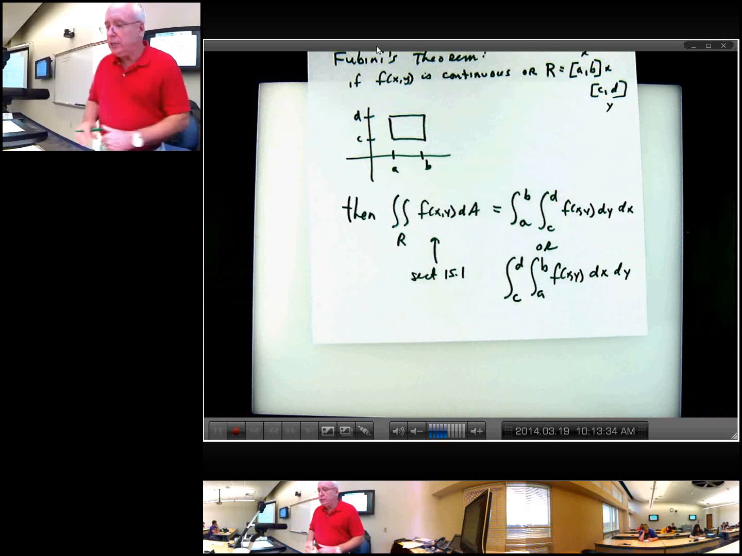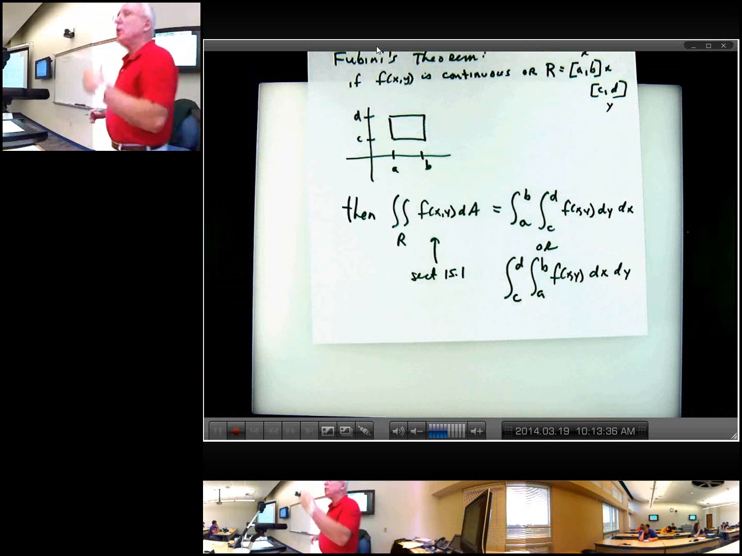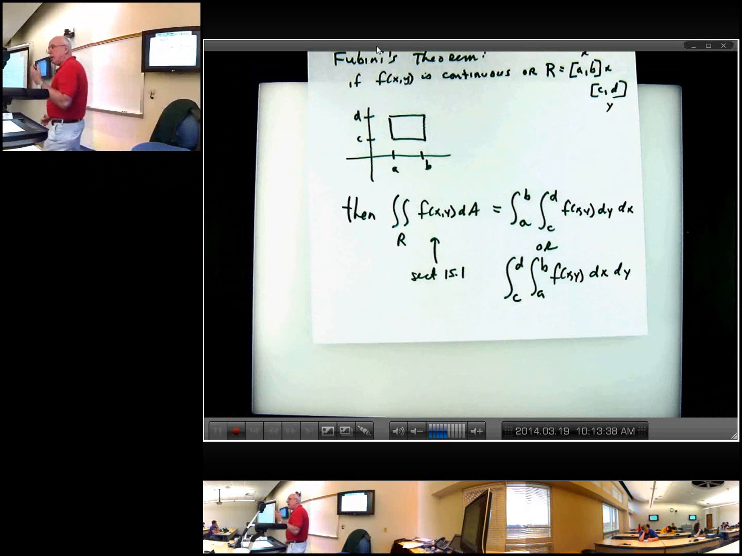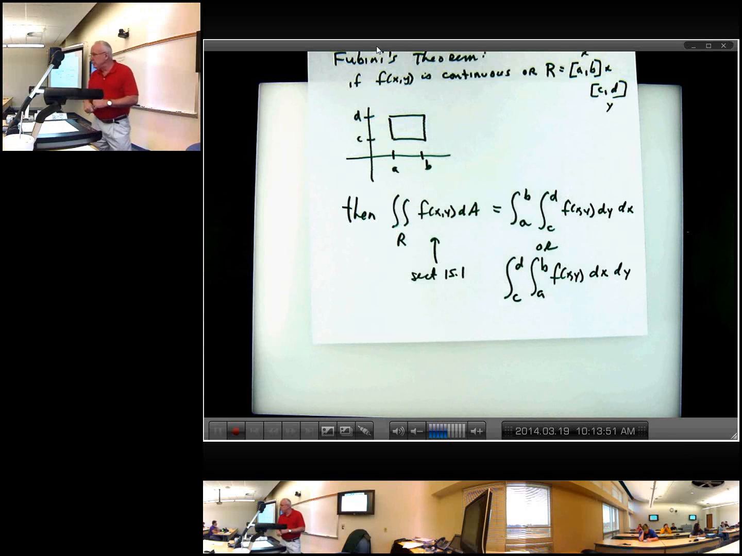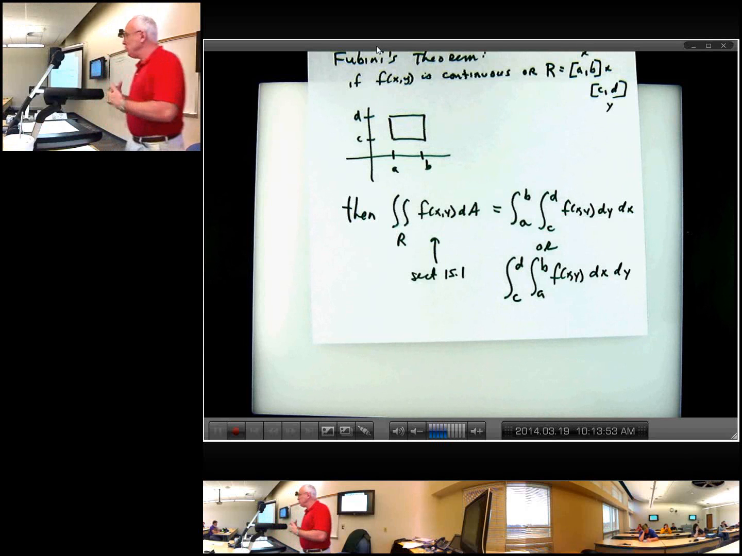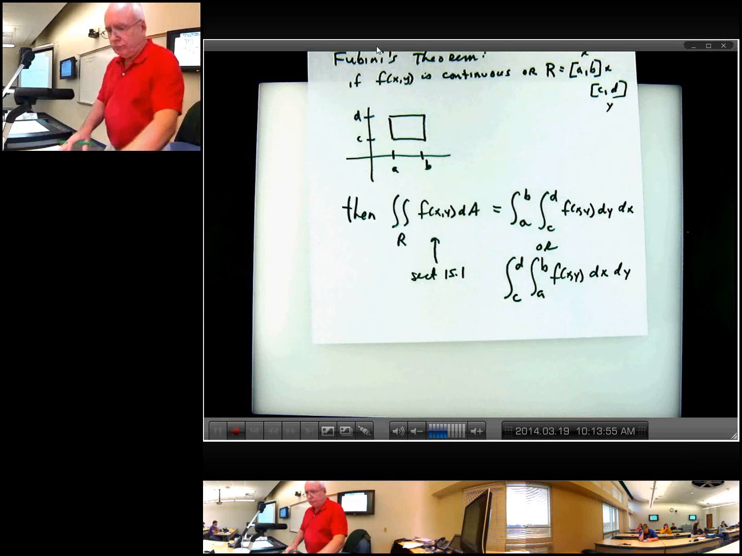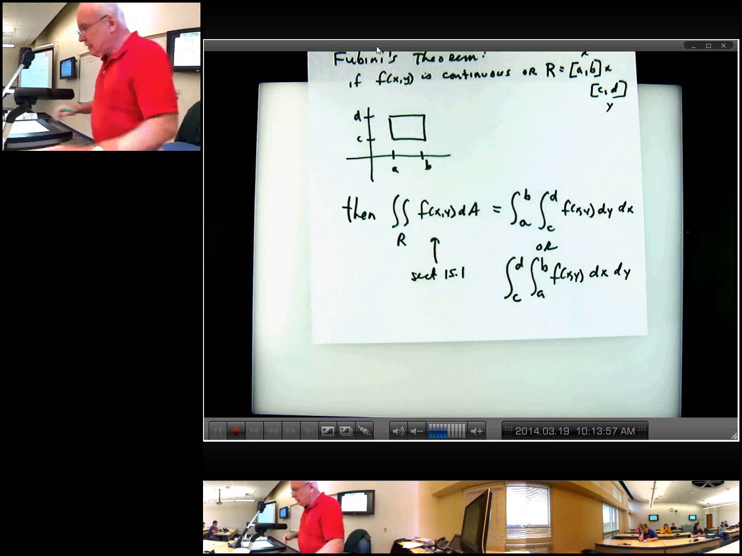So therefore these iterated integrals give us the answer that, remember in the last section we were adding together all these heights and areas. Well, you don't do that. You just apply Fubini's theorem to get your double integral. All right. So let's just look at some examples of this.